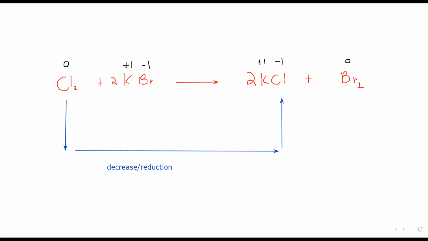And for bromine, it is minus 1 and it changes to 0. Minus 1 becomes 0. What happened? So it increases. We call that as oxidation. So if the charge increase, we call oxidation. If the charge decrease, we call that as reduction.